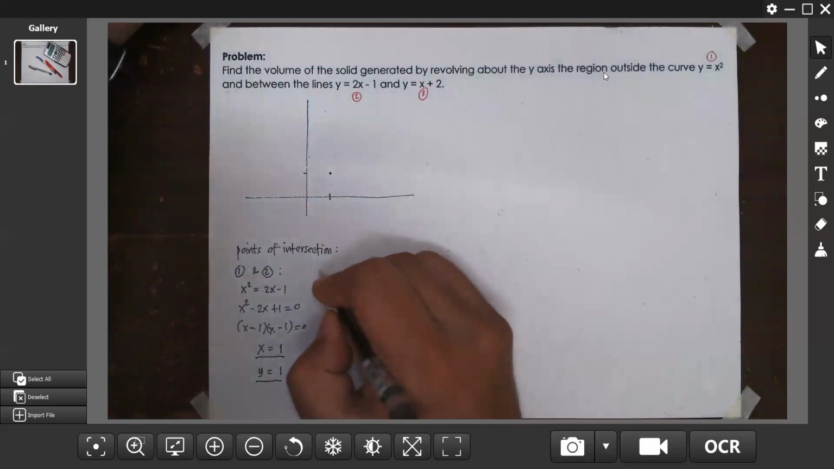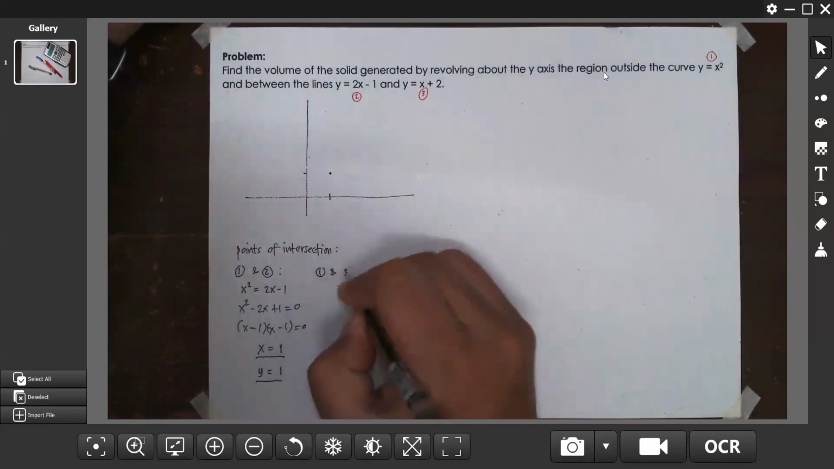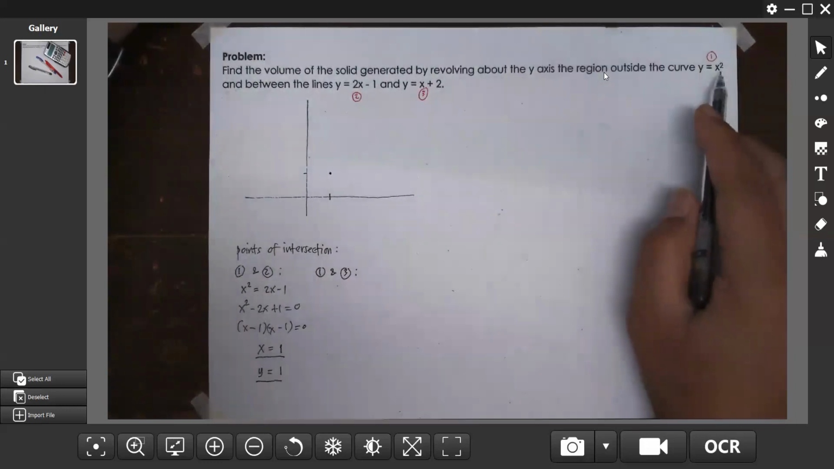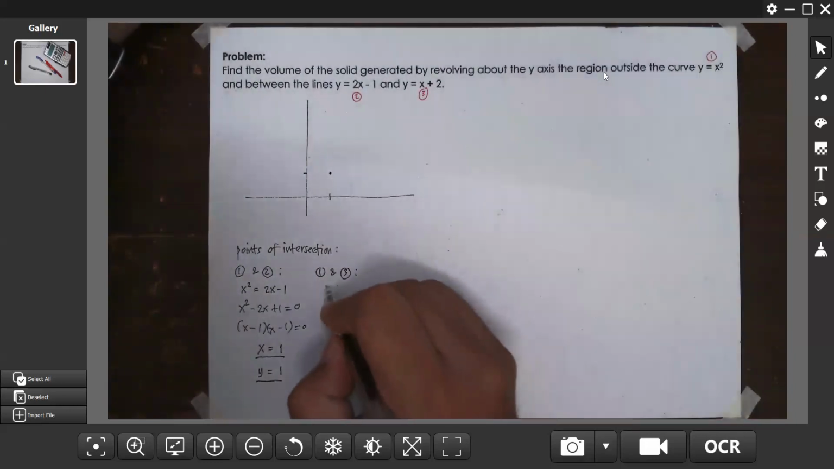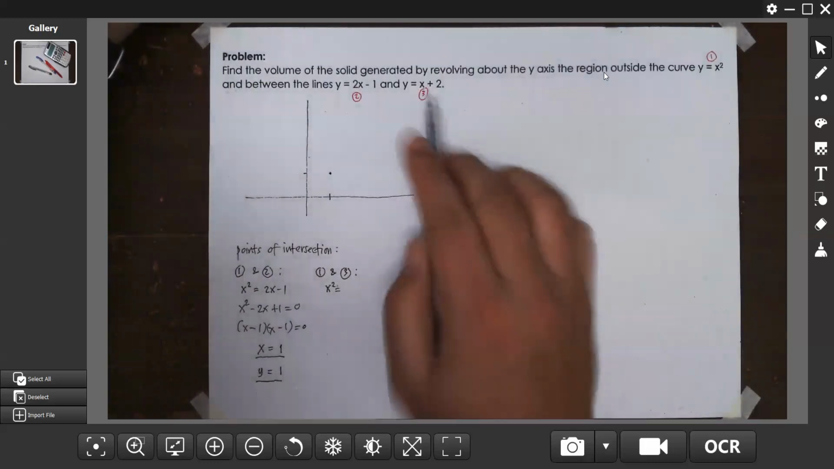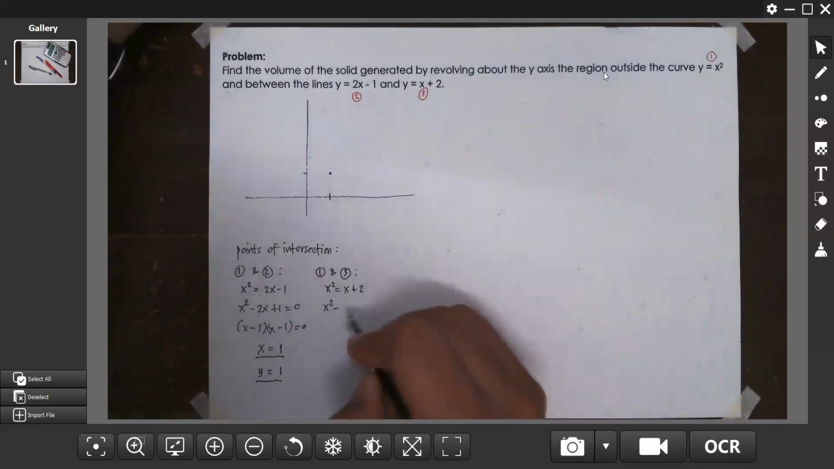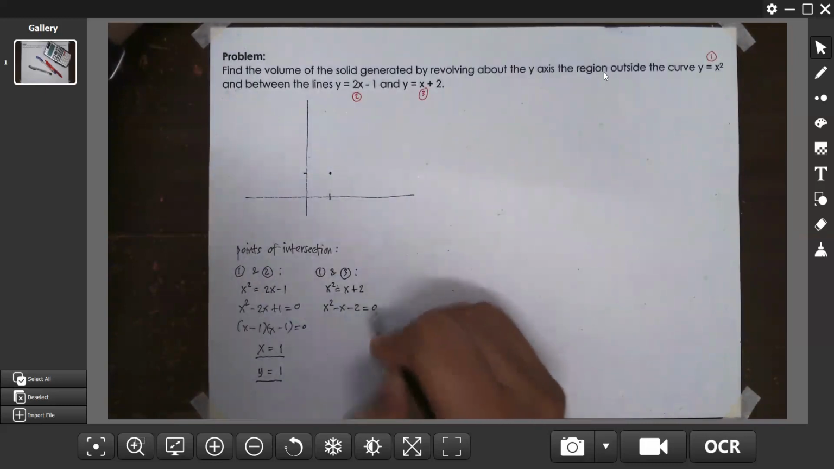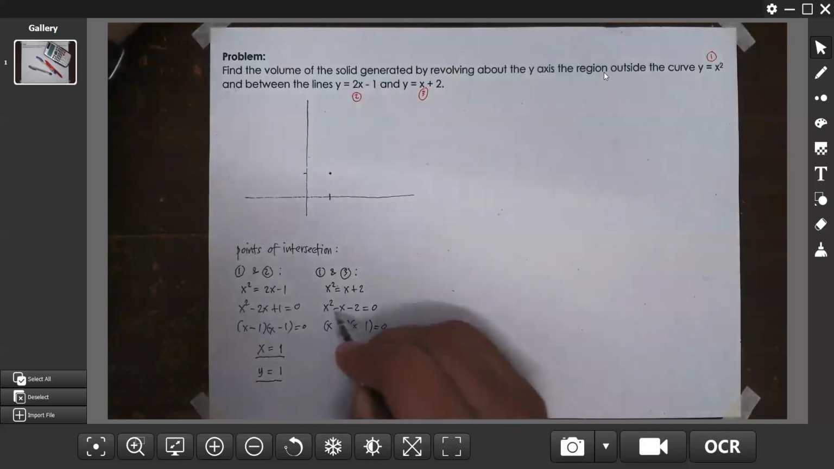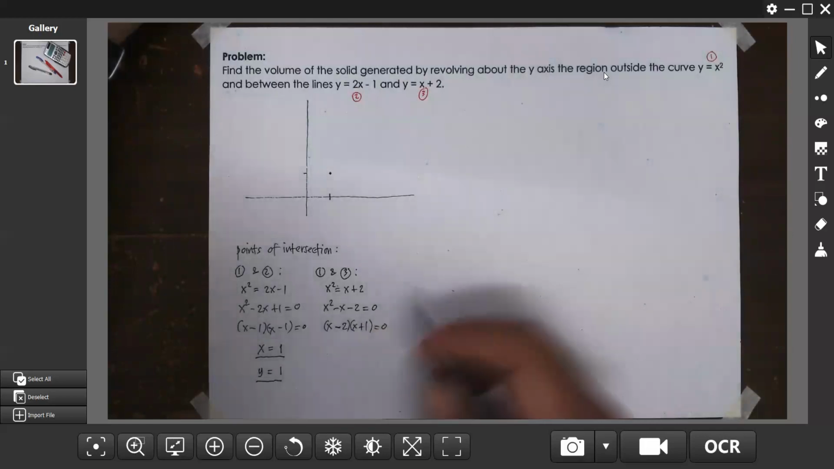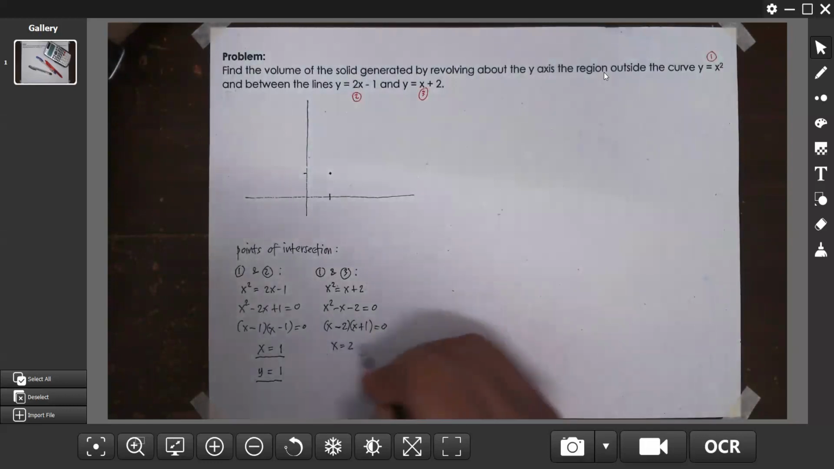Now, if we consider curves 1 and 3, y equal to y, so we have x squared equal to x plus 2. Transpose again, you have x squared minus x minus 2 equal to 0. By factoring, the factors of 2 are 2 and 1. Since we have negative x, the bigger factor is negative and the other is positive. And so we have x equal to 2 and x equal to negative 1.